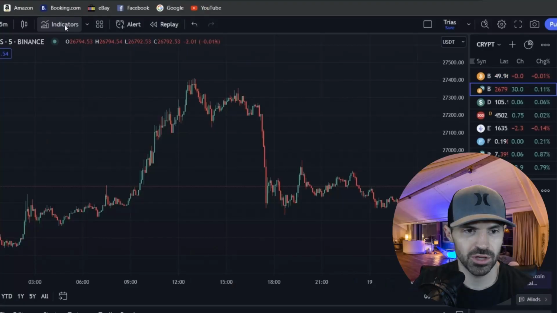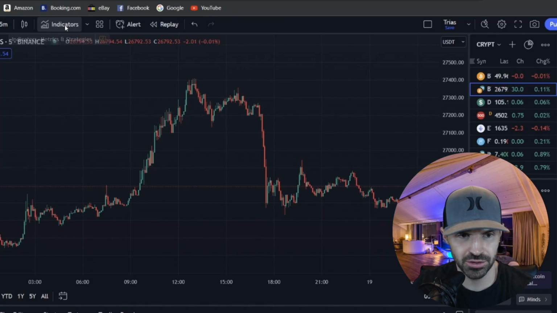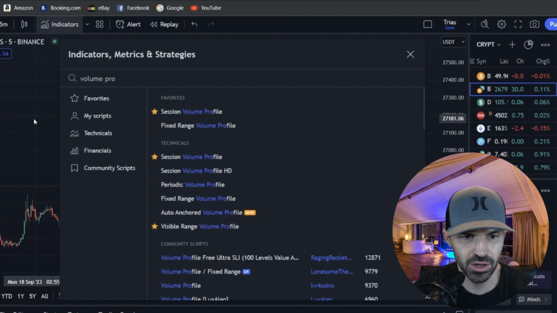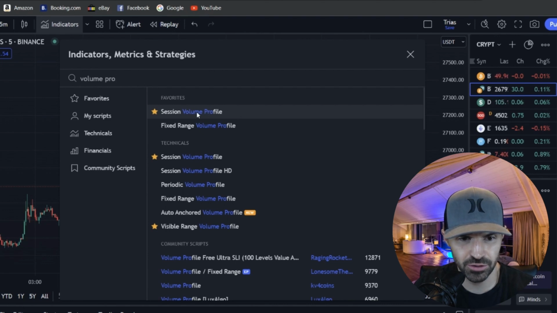Okay, so now I'm going to move back to TradingView and I'll go over it in greater detail. Okay, so we go to indicators and we type in volume profile. Once you type in volume profile, there's a few different ones that come up. But today we're just going to focus on session volume profile and visible range volume profile. So first of all, we'll go over the session volume profile first.